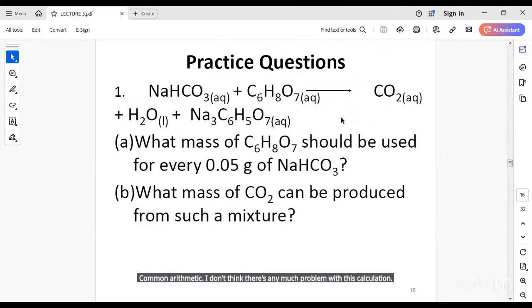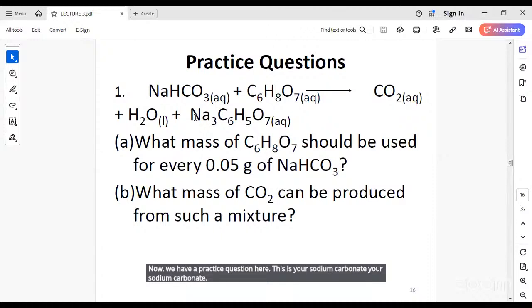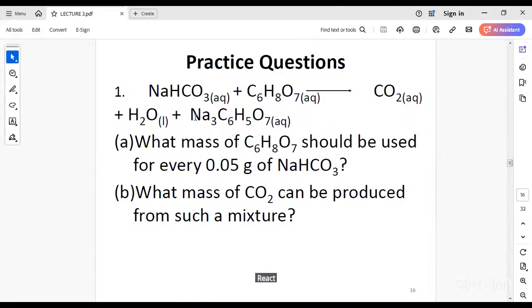Now, we have a practice question here. This is your sodium carbonate, reacting with your citric acid to give you your carbon dioxide and your water.